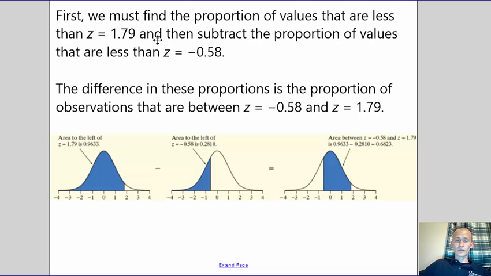So here's what that would look like if you chose to do the tables. You're going to sketch a graph. And so for each of those, we want this boundary and this boundary. So what you draw would be something like this. We have that upper boundary of 1.79, that lower boundary of negative 0.58. So we want the area in between there. We can find that by looking at our tables or by using technology, but you should start with drawing a picture.